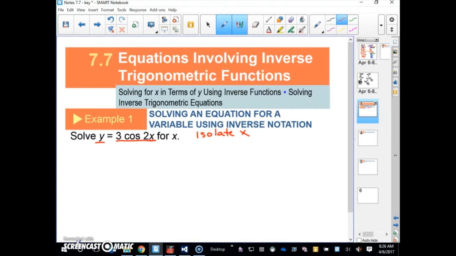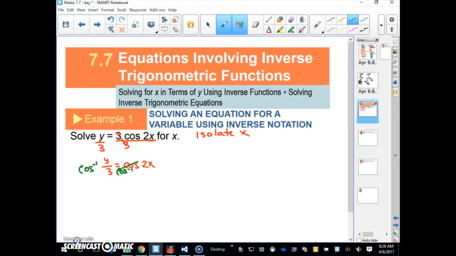So if I'm going to get this x by itself, the first thing I'm going to have to do is divide both sides by 3. Divide by 3 to cancel out that 3. And so what you're looking at is y over 3 equals cosine 2x. I'm peeling that onion. We want to get what x is. We're going to have to get rid of that cosine. And so we know to get rid of the cosine, we're going to do an inverse cosine. So let's do inverse cosine on both sides.